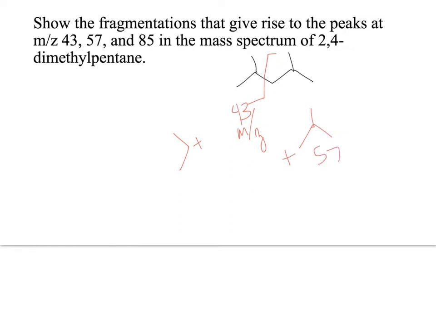The 85 then would come from, if you cleave that, so that would be an 85. And so you can calculate the mass, meaning the carbon and the hydrogen. And of course you would get a methyl radical here, and this methyl radical is not detected, and that's your 85.